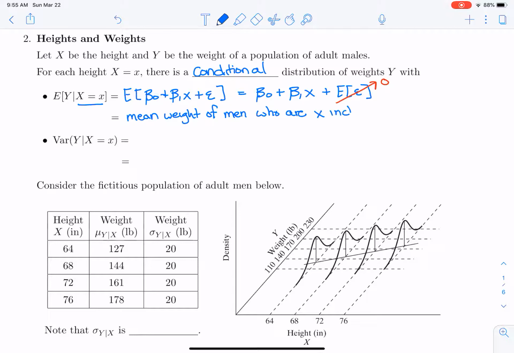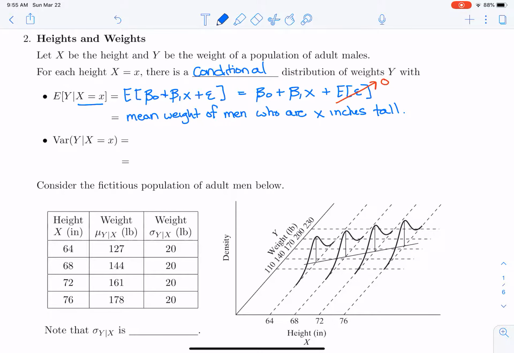So what we're saying is that this line, beta 0 plus beta 1 x, gives us all of the mean weights of men who are x inches tall. So in fact, the line is the mean.